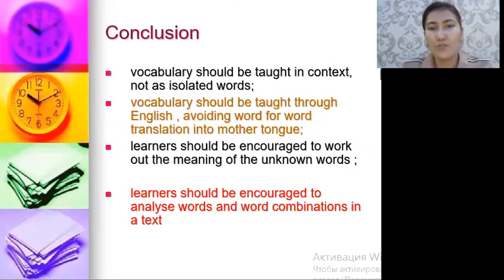So conclusion. Vocabulary should be taught in context, not as isolated words. So vocabulary should be taught through English, avoiding word-for-word translation into the mother language. The learners should be encouraged to work out the meaning of the unknown words themselves. And learners should be encouraged to analyze words and word combinations in a text.